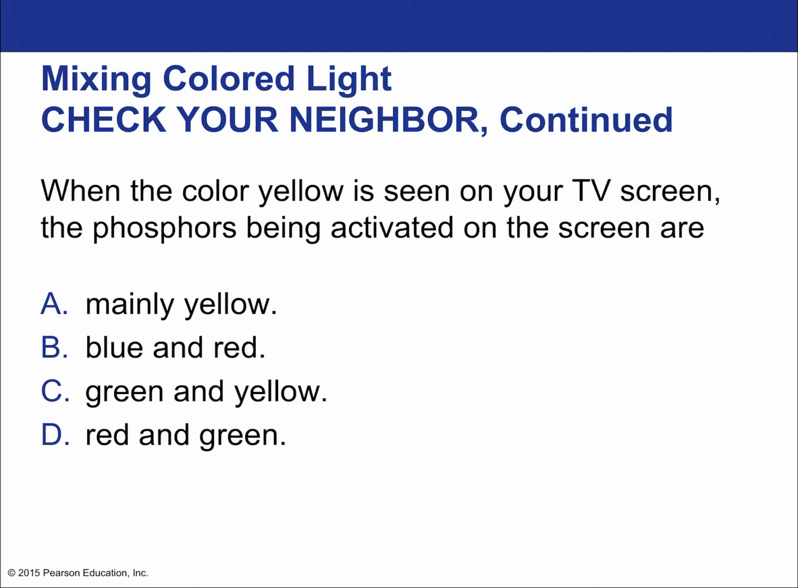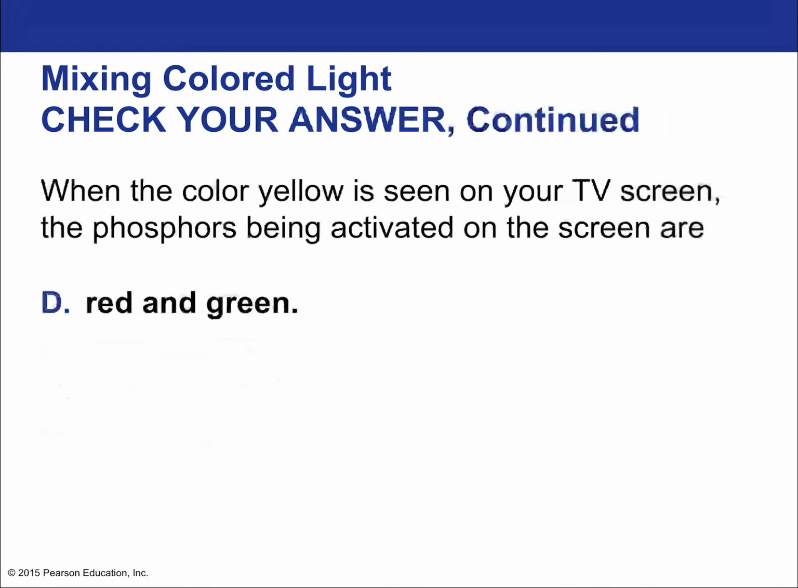Okay? All right, so when the color yellow is seen on your TV screen, the phosphors being activated on the screen are, right? So how do you make yellow? By adding colors together, because it wasn't one of the primary ones. So what do you add together to get yellow? Red and green. Okay, red and green make yellow in terms of the additive colors.